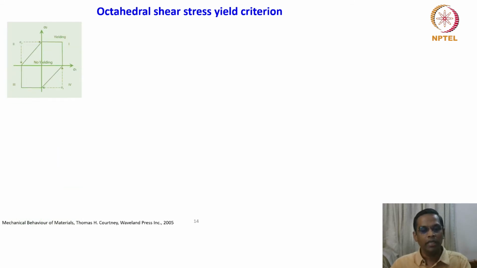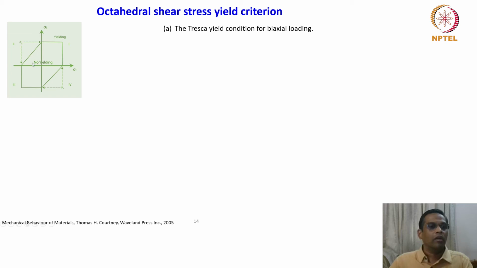Okay, now come to the most important idea. We have now created the surfaces, the yield surfaces or fracture surfaces. Here it is yield surfaces for biaxial loading. This is the Tresca yield criterion, which shows 4 quadrants, 1, 2, 3, 4, and then you have sigma 1 and sigma 2, and the boundary demarcates no yielding and then yielding.